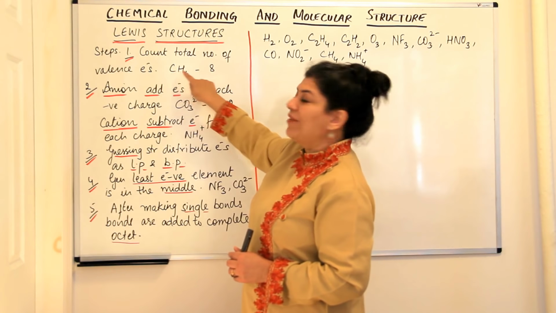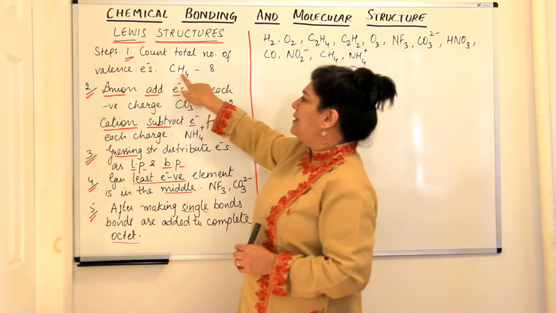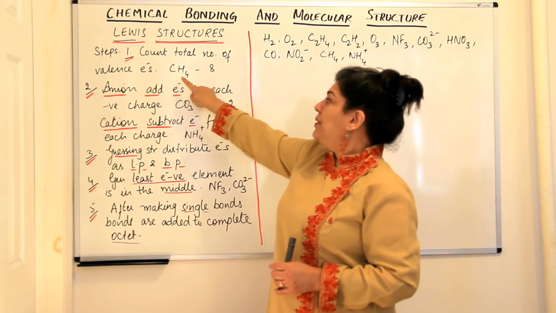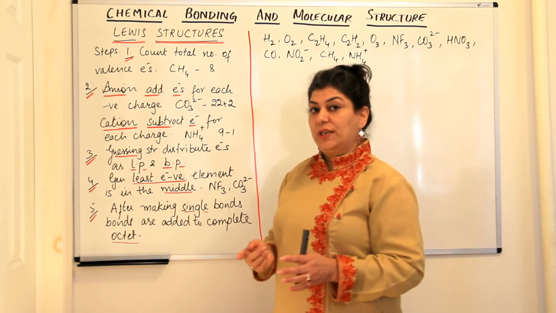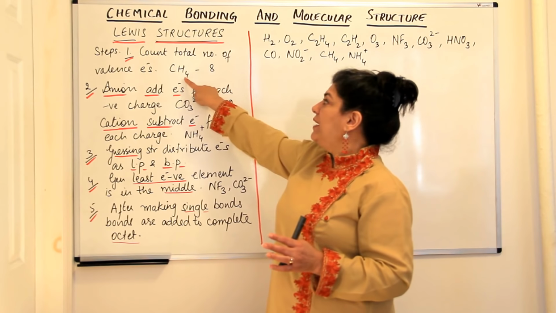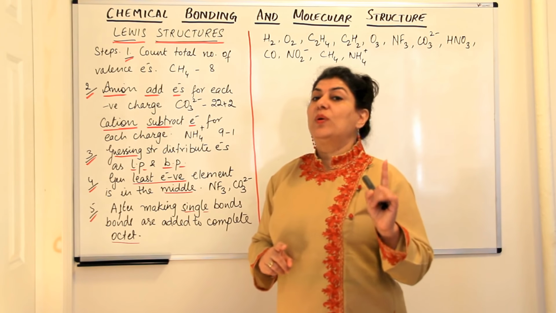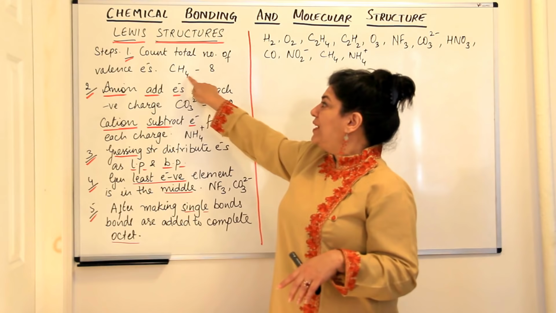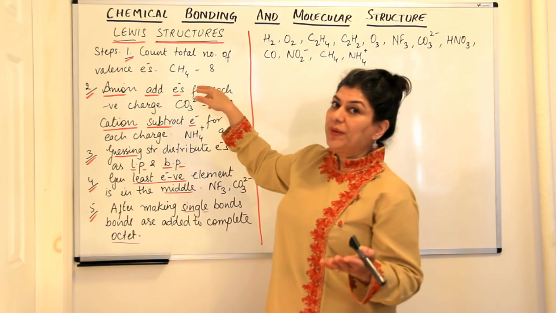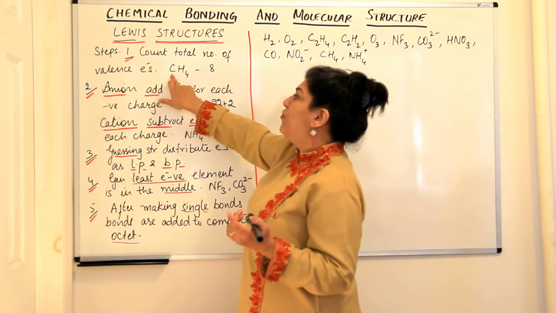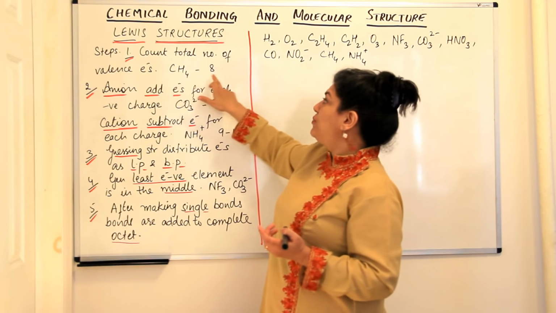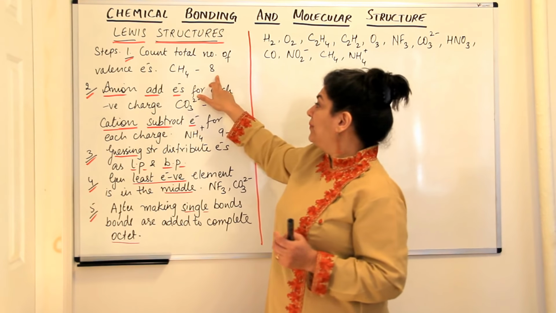For example, if you have methane, methane is CH4. Carbon has 4 electrons in its outermost shell, that is 4 valence electrons, and each hydrogen has 1 valence electron. So there are 4 valence electrons contributed by the 4 hydrogens and 4 valence electrons of carbon, which brings the total to 8.